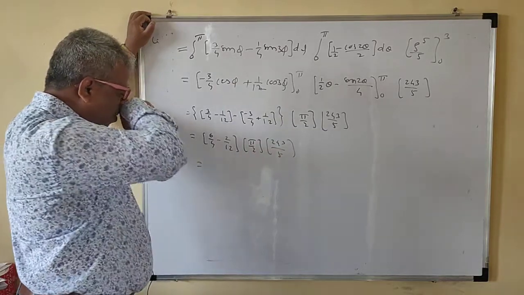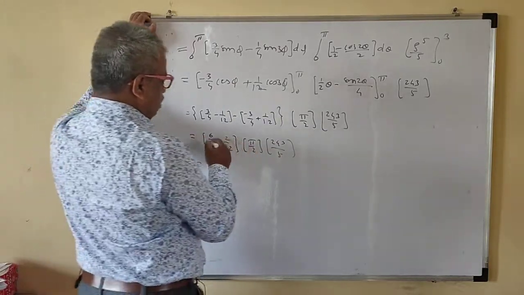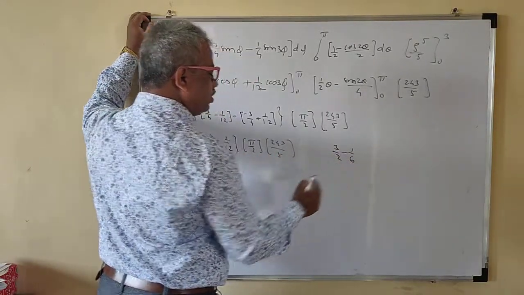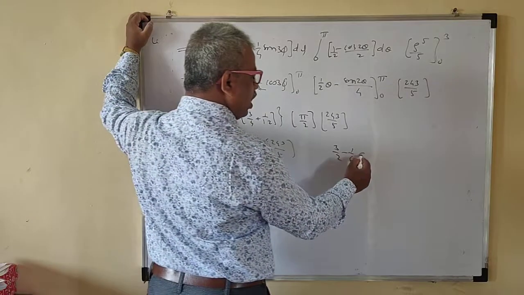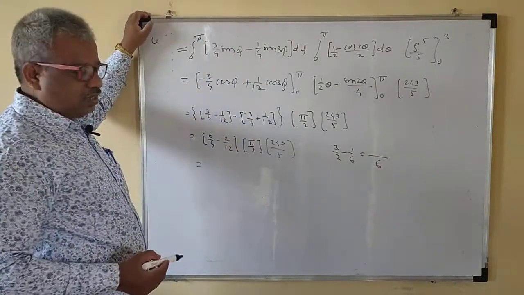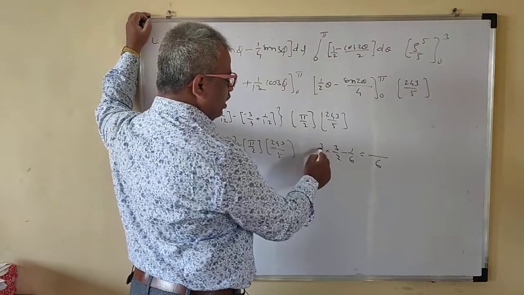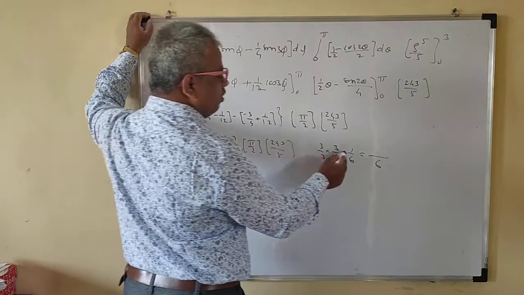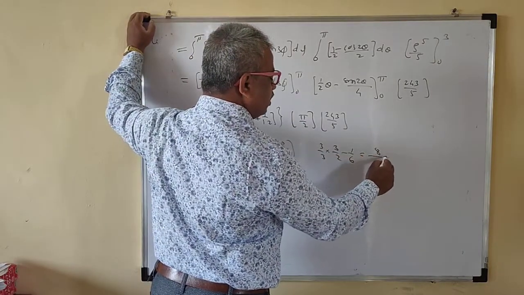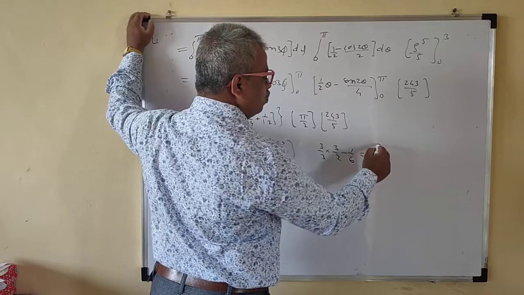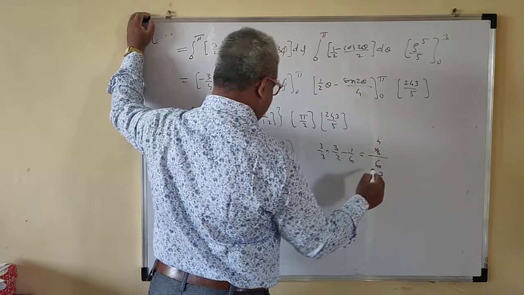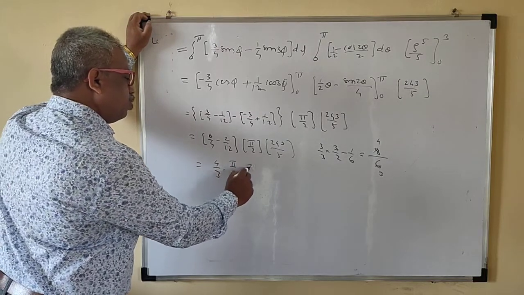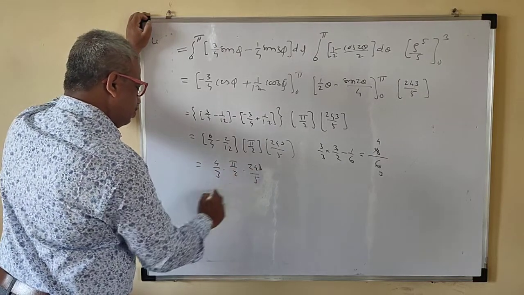If you want to simplify this, this is 3 by 2 minus 1 by 6. Again here 6 is there, so you have to multiply by 3 and 3. So this is 9 by 6. 9 minus 1 is 8 by 6. Again you can simplify this, so this is 4 by 3. So 4 by 3, pi by 2, 243 by 5.